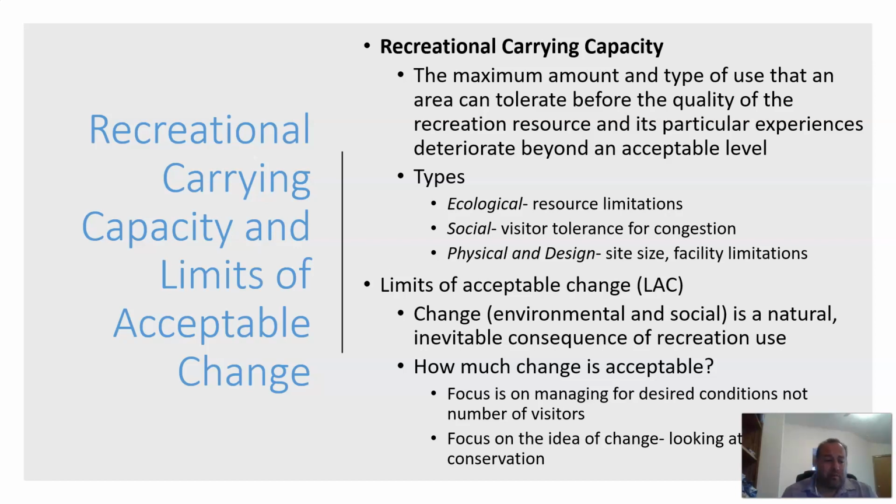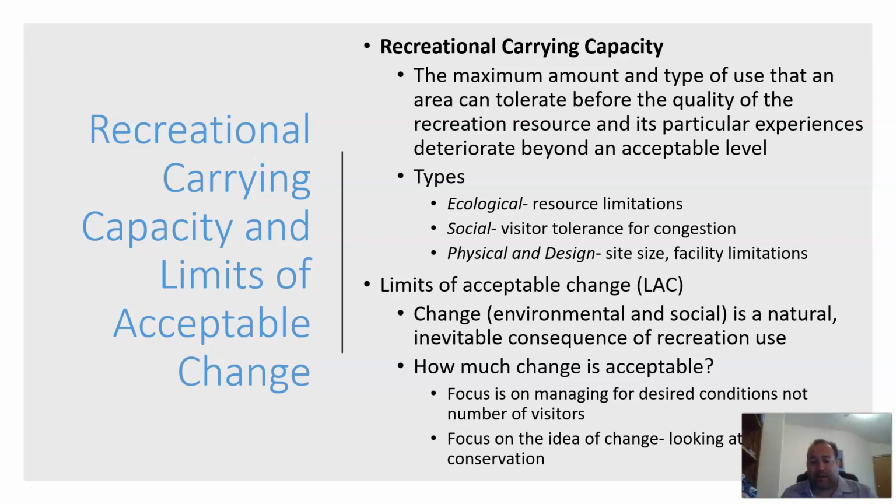Taking that a little bit deeper, if we know that recreation is going to cause a little bit of damage to the land, if we make trails, we're getting rid of some vegetation. If the trail gets used a lot, it's going to cause some soil erosion. But what is our limit of acceptable change? How much soil erosion are we willing to accept before we need to go and do something about it? So our focus is on managing for desired conditions, not for the number of visitors.